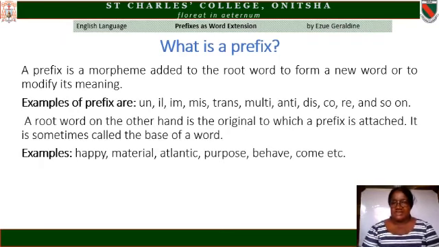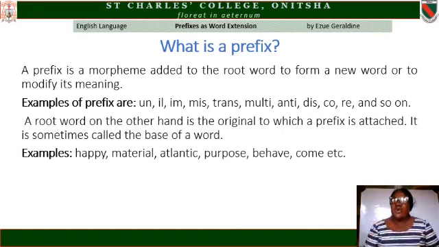Then what is a prefix? Just like I said, affixes are words we add either before or after. Now, a prefix is a morpheme added to the root word to form a new word or to modify its meaning. Before we understand this, we shall first look at what a morpheme is. A morpheme is the shortest or the least syntactic unit, or we can say the morpheme is the lowest in the grammatical rank scale.